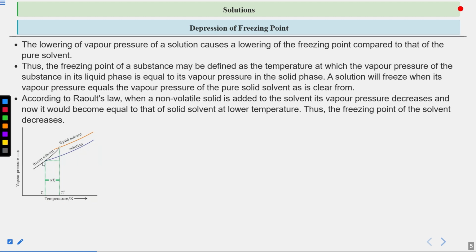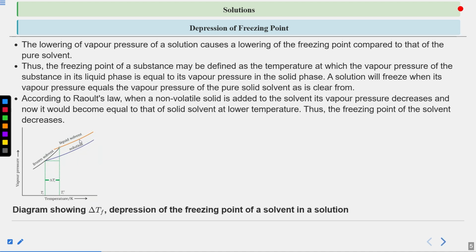Suppose this is your black line. This black line is depicting the vapor pressure of the solid phase, or the frozen solvent. Now, it will increase with the temperature. Clear? And whenever we decrease the temperature, the vapor pressure decreases. This same thing can be said for the solvent as well as the solution.